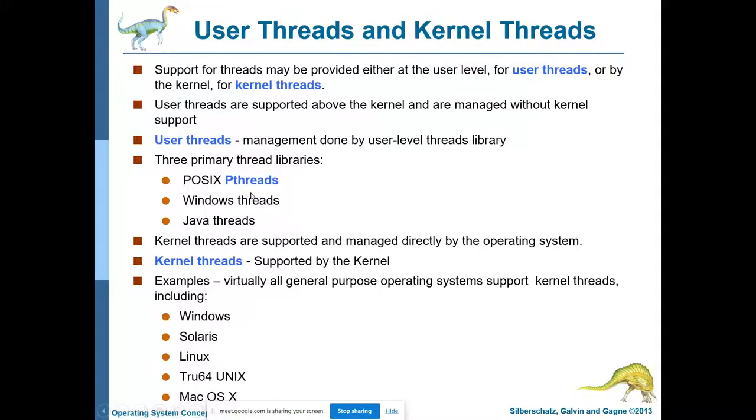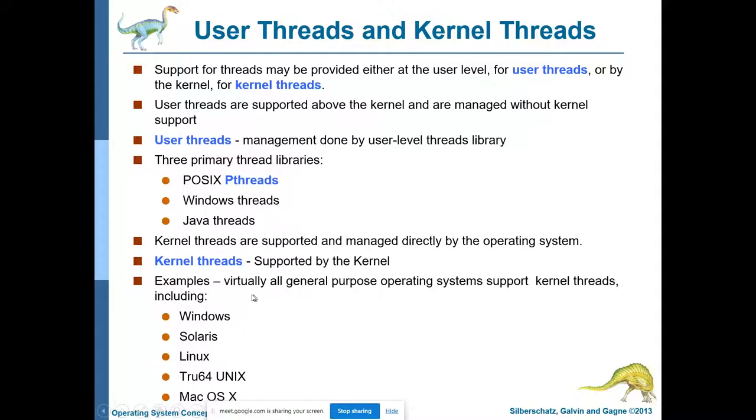POSIX is one of the header files which gives you the types of threads and the system calls which you are going to have. We have discussed system calls. So Windows threads and Java threads are user level threads. Kernel level threads are supported and managed directly by your operating system.